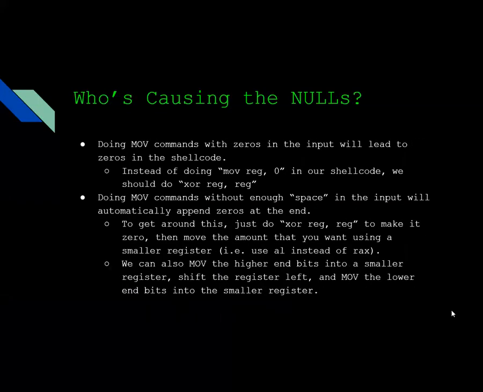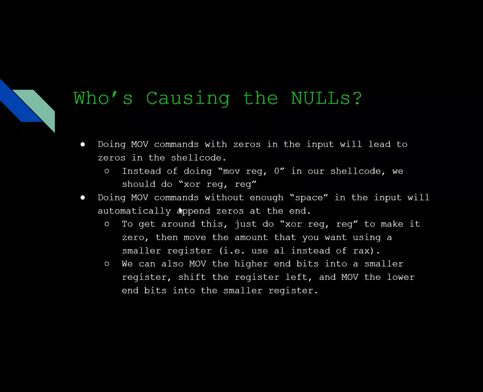So how do we solve this? There are some ways that we can avoid using null bytes in our shellcode just by switching around a few of the things that we're doing in assembly. So instead of doing move 0 into some register, we could just XOR the register by itself. And what will happen is when you XOR something by itself, it's always going to be equal to 0.